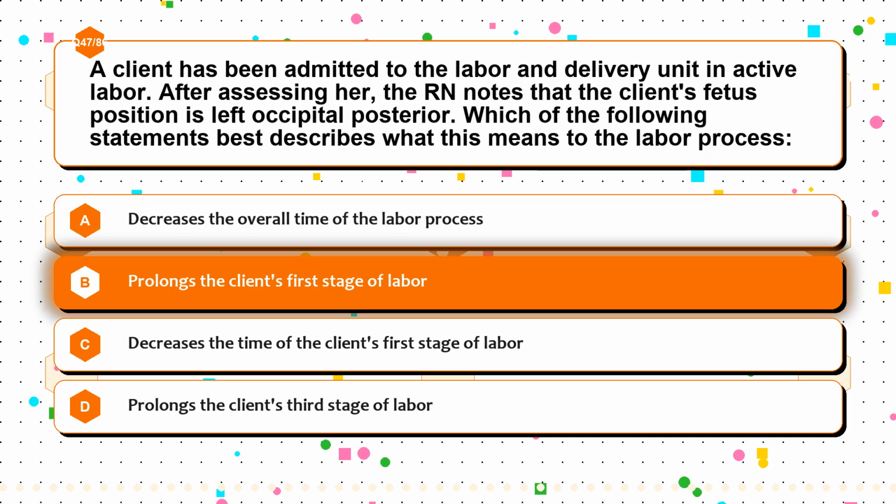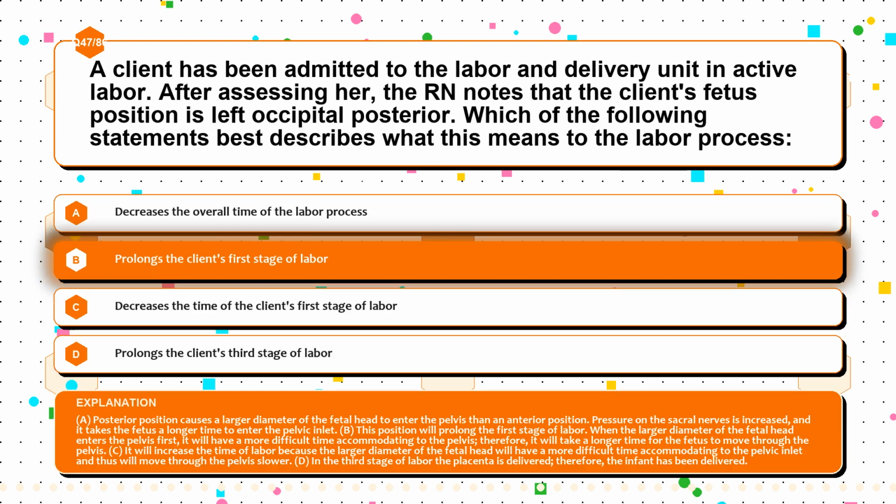The correct answer is option B. Prolongs the client's first stage of labor. A posterior position causes a larger diameter of the fetal head to enter the pelvis than an anterior position. Pressure on the sacral nerves is increased, and it takes the fetus a longer time to enter the pelvic inlet. B. This position will prolong the first stage of labor.